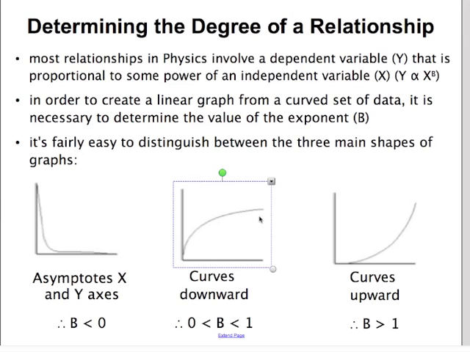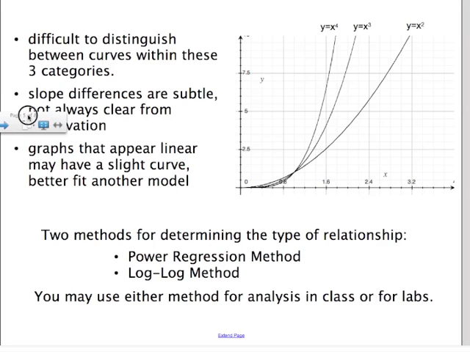Whereas if you have a graph that curves downward like that, that doesn't necessarily mean it's going to be a square root function, but it does mean that the value of b is going to be somewhere between 0 and 1, so some kind of a decimal or a fraction. When the graph curves upwards, you might think it's quadratic. Well, maybe not. Maybe it could be cubic, it could be quartic. It just means that the value of b is going to be bigger than 1.